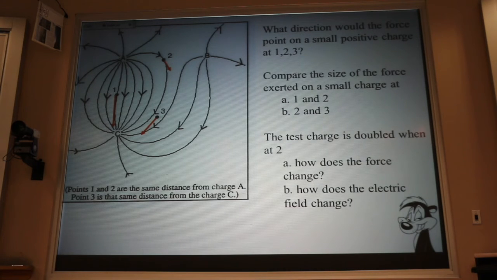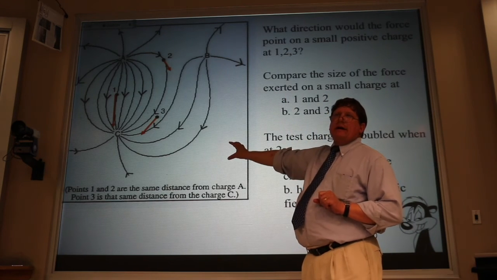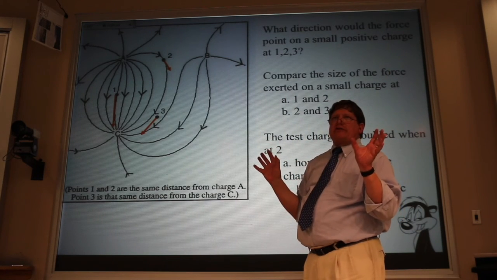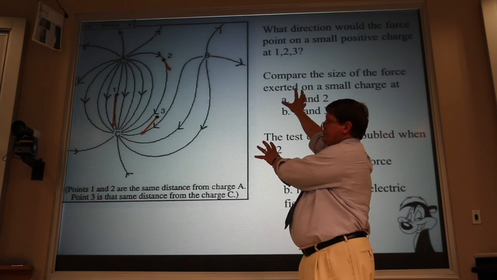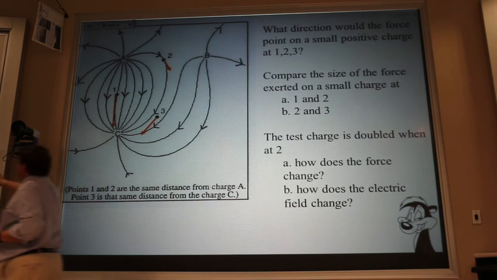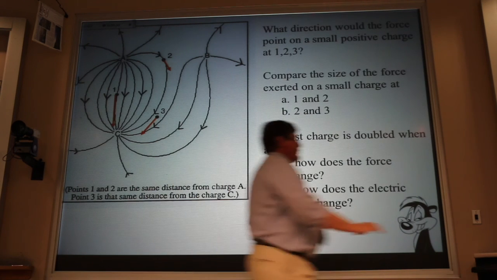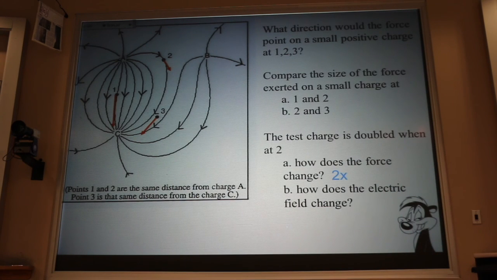Here's the answer. The field is caused by A, B, and C. It is independent of the test charge. It's made by the sources. And so the E stays the same. But if the E stays the same, and I double the test charge, I double the force. So the force would double, and the field stays the same.